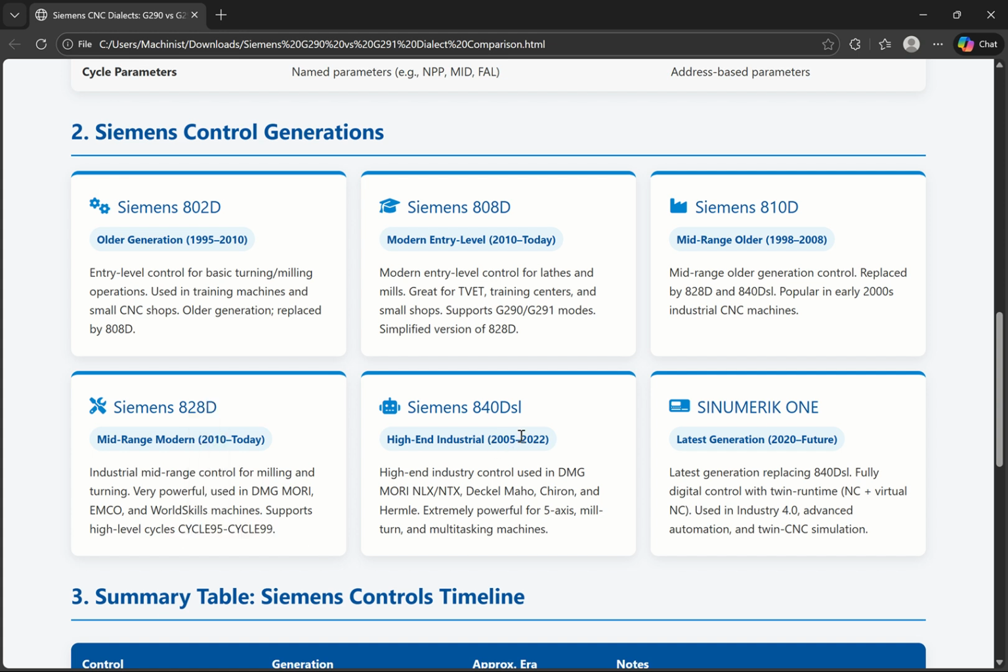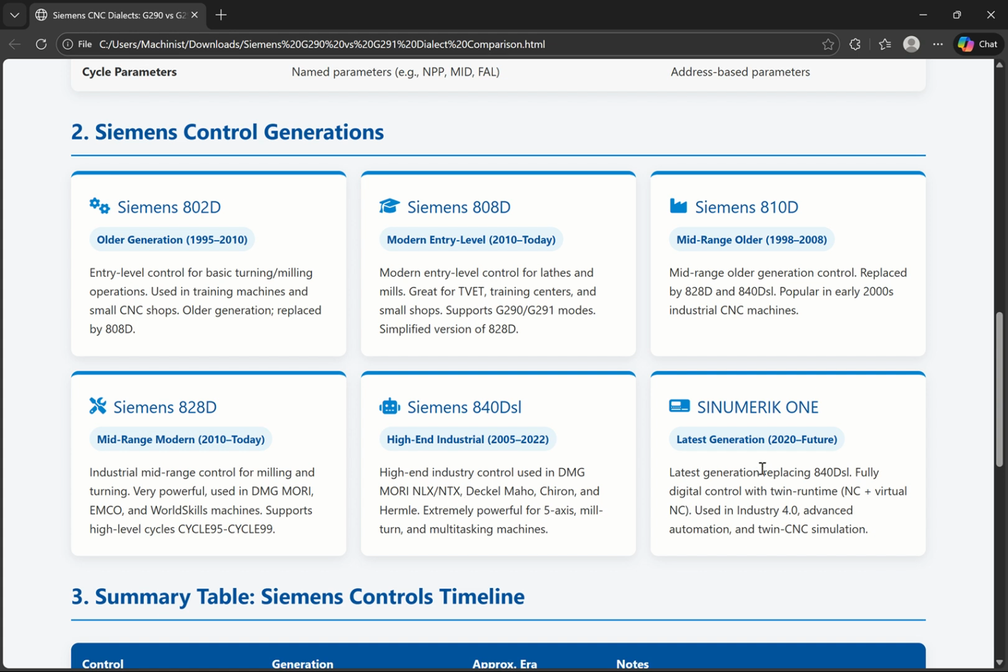Then now we have what we call 840D SL. 840D SL, which is now the common, I think is now the current one with the Sinumerik ONE, which was developed 2005 to 2022. I think now is the current which is normally used across different machines, like the Carl Maho, that is the DMG, DMG Mori, NLX, and NTX. So these across are used.